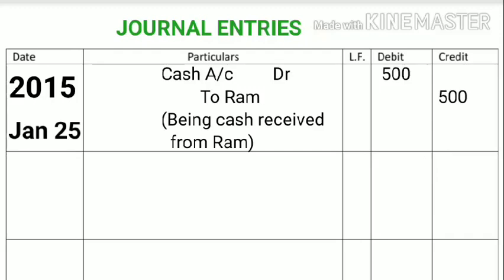January 25th, received cash from Ram in full settlement. The amount of cash is increased. So the entry is cash account debit to Ram.